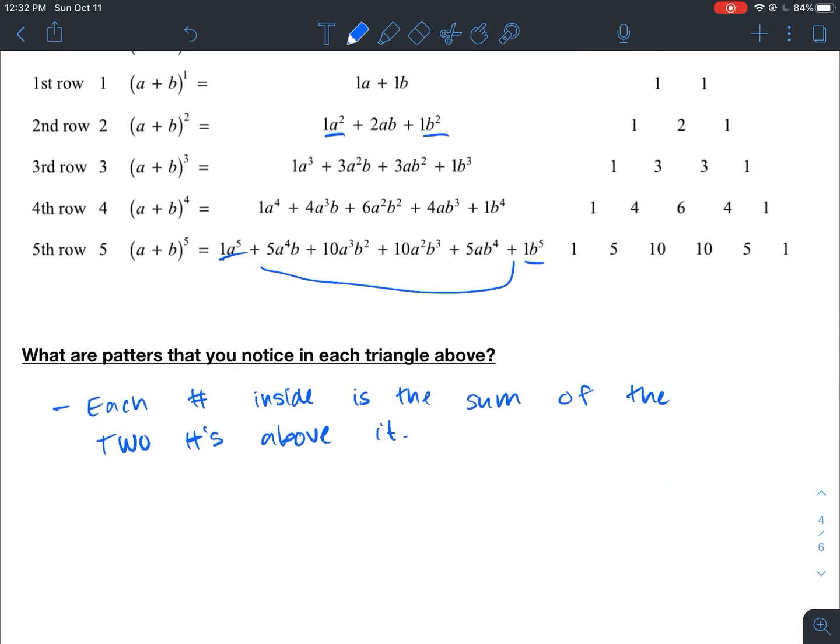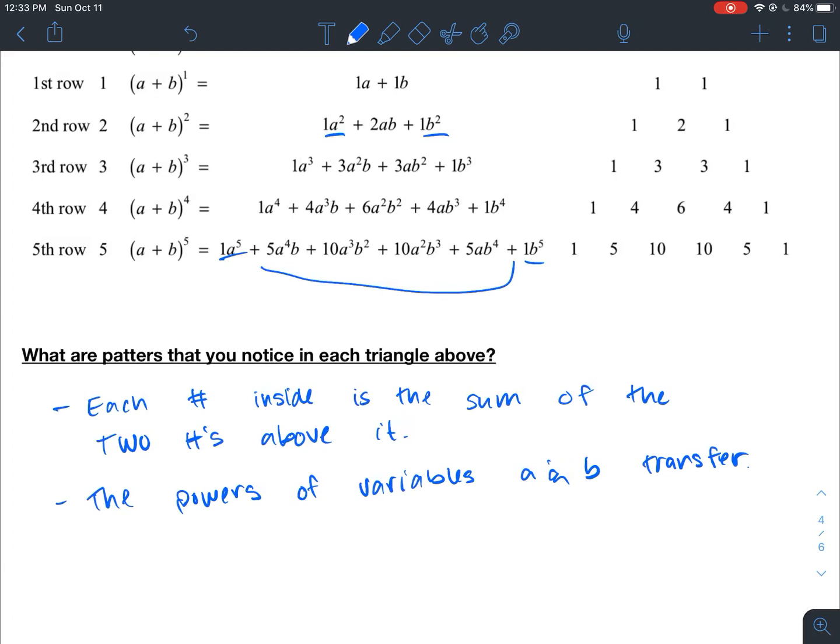So the variables a and b, let's say the powers of variables a and b, you could say they transfer.